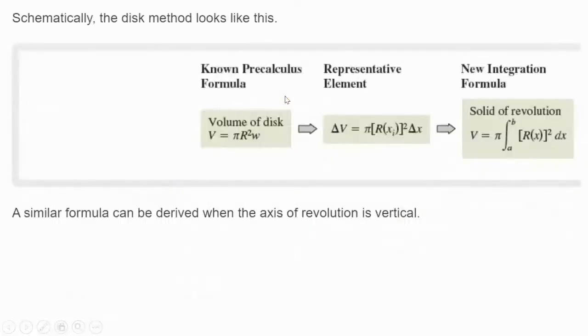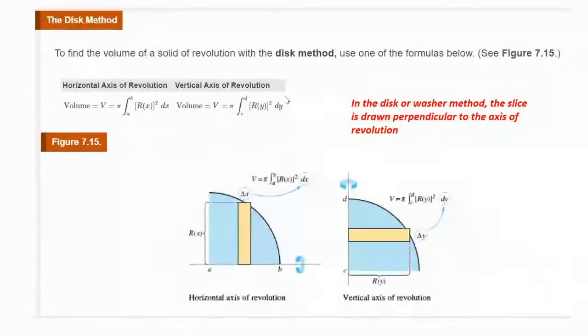Now this was the formula we had when we were drawing a vertical slice. We can get the same thing if we draw a horizontal slice. If I'm drawing a vertical slice, that means this is going to be dx, and this R of x must be a function of x, so that is R of x squared. So this is when we're revolving around the x-axis and we drew it perpendicular.